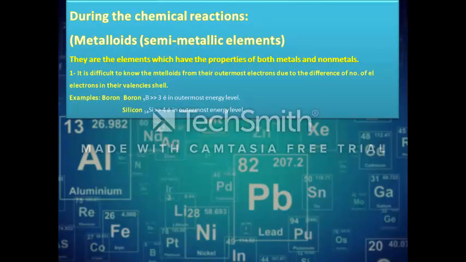Metalloids or semi-metallic elements are the elements which have the properties of both metals and non-metals. It is difficult to know the metalloids from their outermost electrons due to the difference in the number of electrons in their valence shell. Example, boron B5.